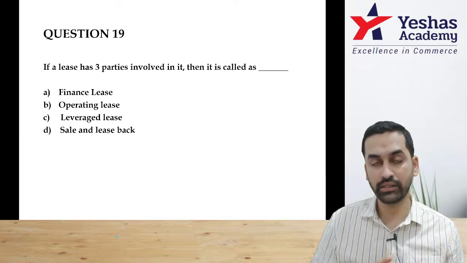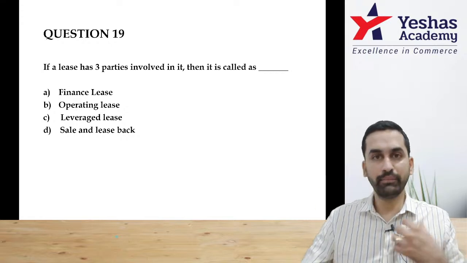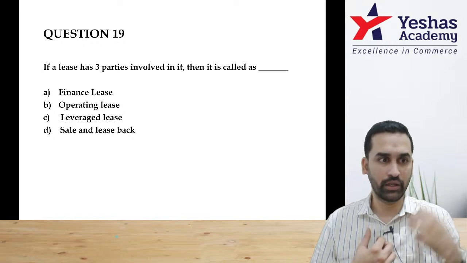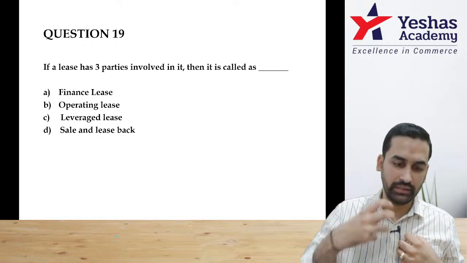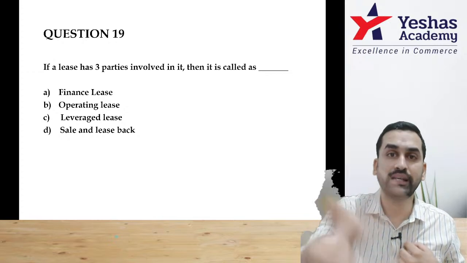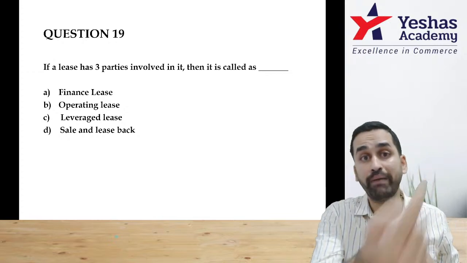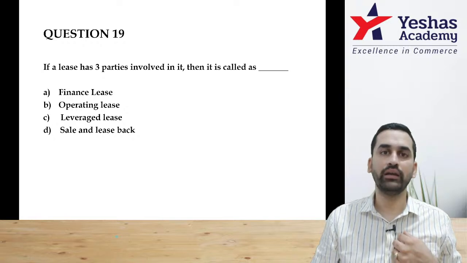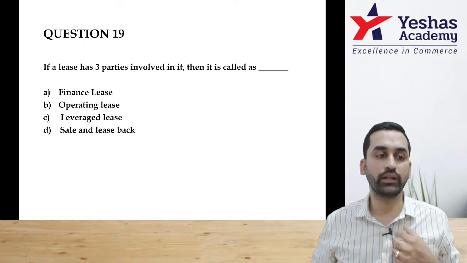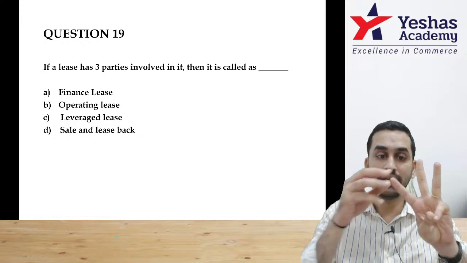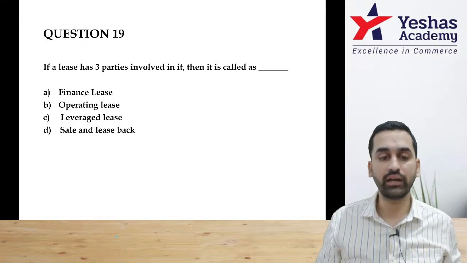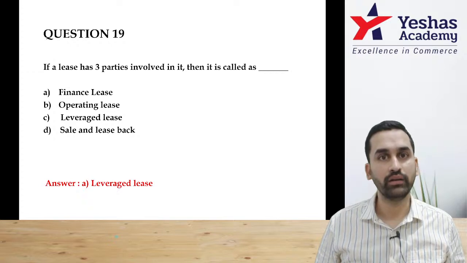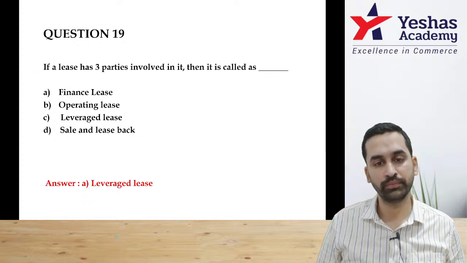What happens in a leveraged lease? For those who do not know, A Limited takes a loan from a bank. Now the bank is that third party. A Limited takes a loan from the bank and using that purchases an asset. That asset is given on lease, and that lessee, say B Limited, will pay lease rental to the bank till the loan is cleared. And once the loan is cleared, the lessee will pay rentals to the lessor. B Limited will pay rentals to A Limited. That means you're involving a third party. There is a lessor, there is a lessee, and there is a bank. Therefore, the correct answer is leveraged lease. Bank, lessor, and lessee, three parties involved.